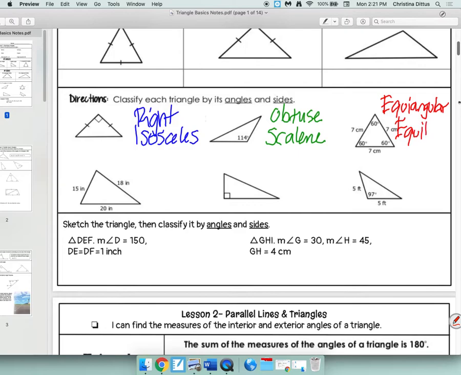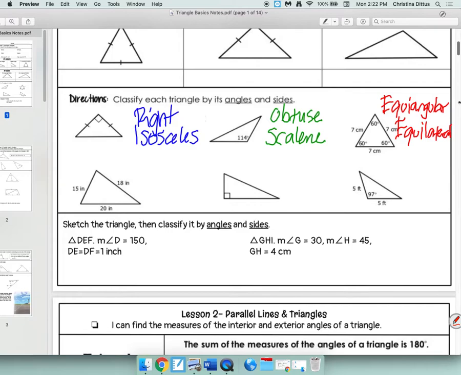Here's a helpful hint. Anytime you have equiangular, you have equilateral. Anytime you have equilateral, you have equiangular. No such thing as acute equilateral or obtuse equilateral. Your equas should always be together.